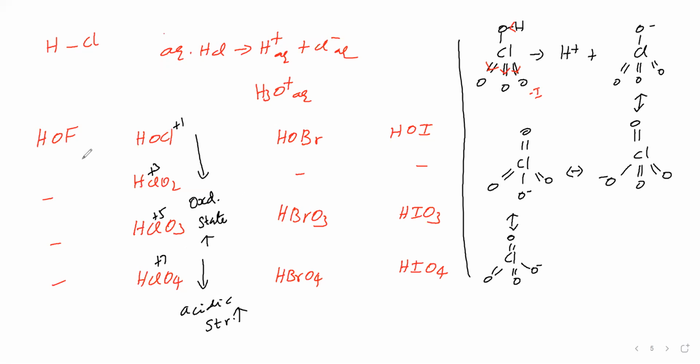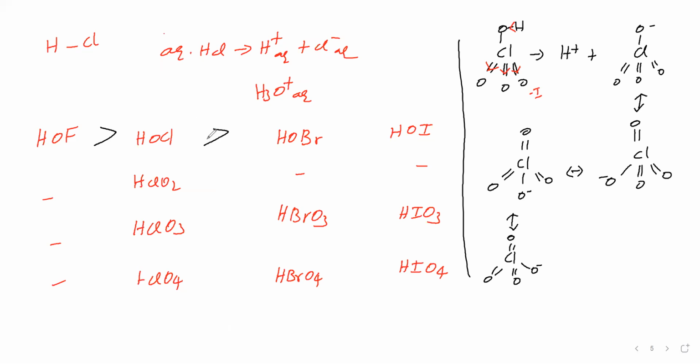Now we will see in this case HOF, HOCl, HOBr, HOI. How will the acidic strength be? That we will see. The acidic strength is HOF greater than HOCl, greater than HOBr, greater than HOI. What is the reason?